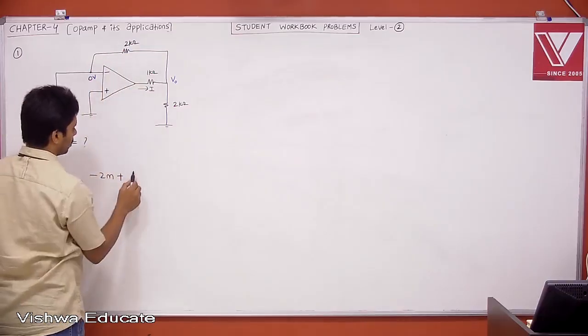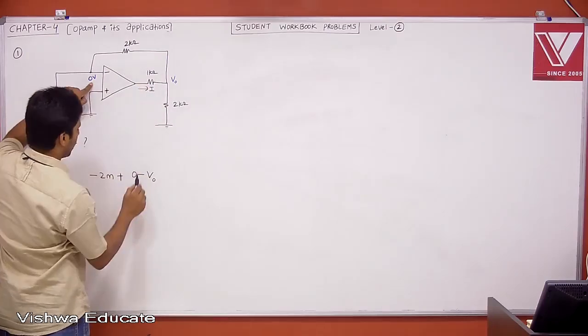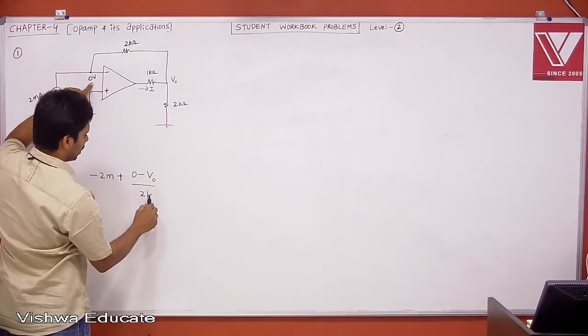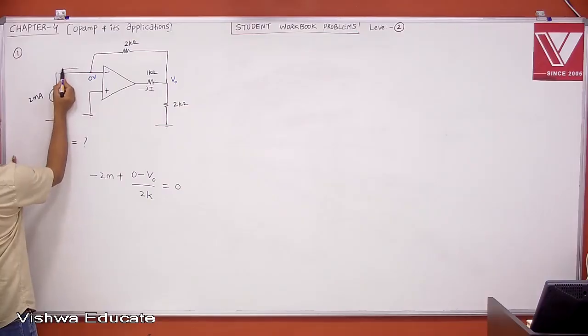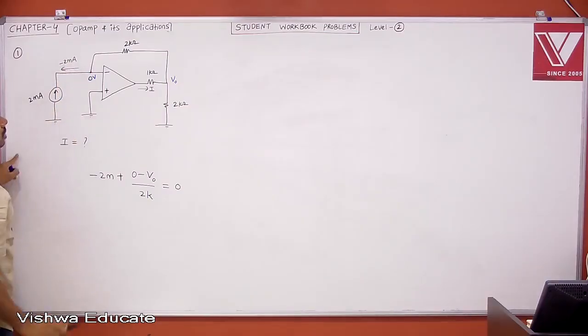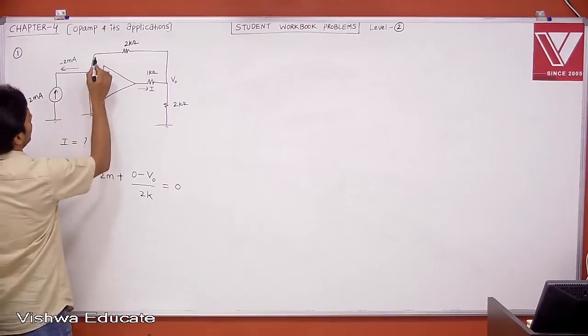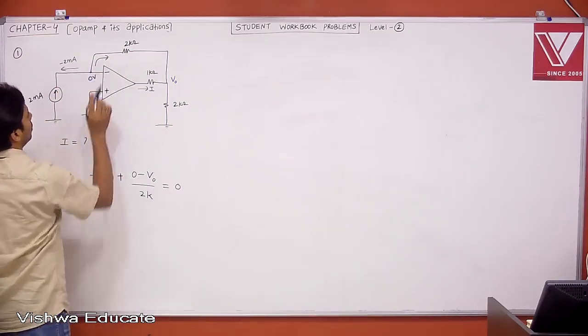Minus 2 milliampere plus current leaving from this node, 0 minus V0 divided by 2K, is equal to 0. I hope everybody understood. Therefore, what is the current leaving from this node? This is nothing but minus 2 milliampere. Because if you apply nodal analysis, we should know the current leaving from this node plus the current leaving from this node. That's it.